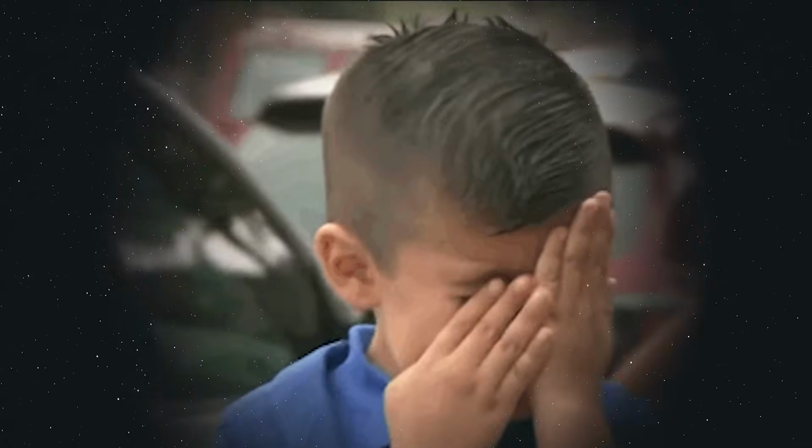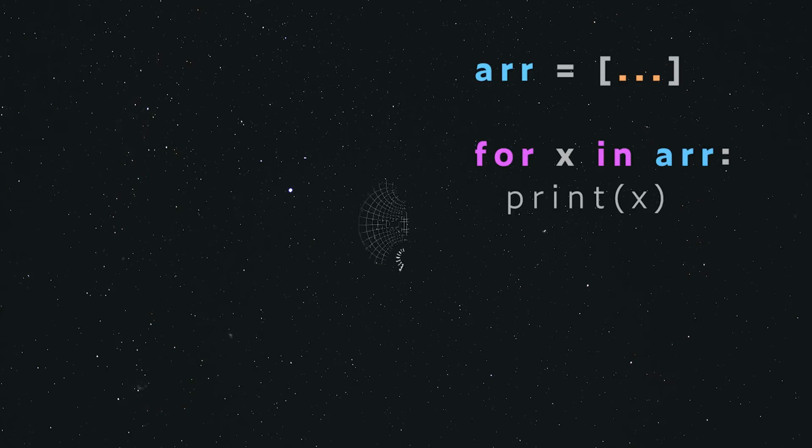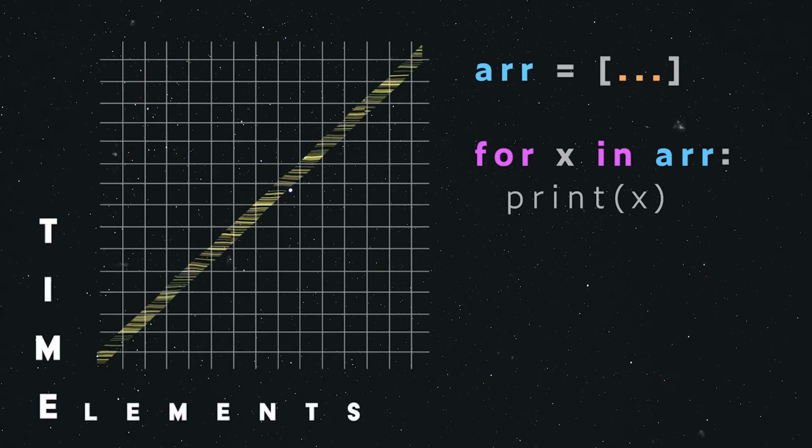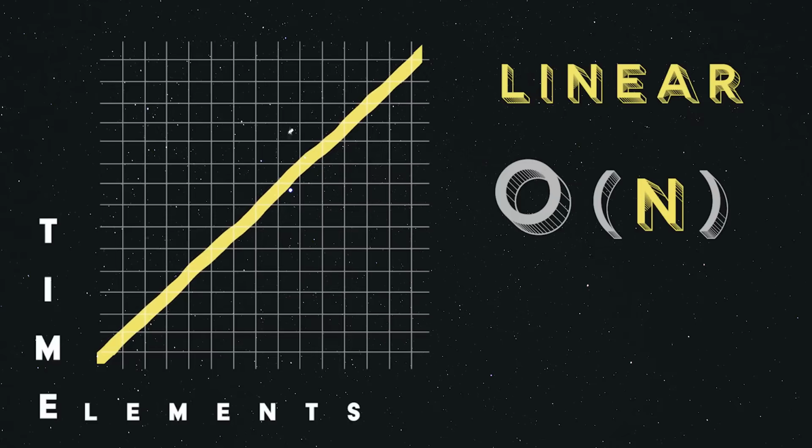Take, for example, a loop over an array of elements. It takes exactly 1 unit of time to loop over each element. This is known as linear complexity, because we have a perfect one-to-one relationship between the number of inputs and the amount of time it takes to execute the algorithm. But we can often do better than linear time.